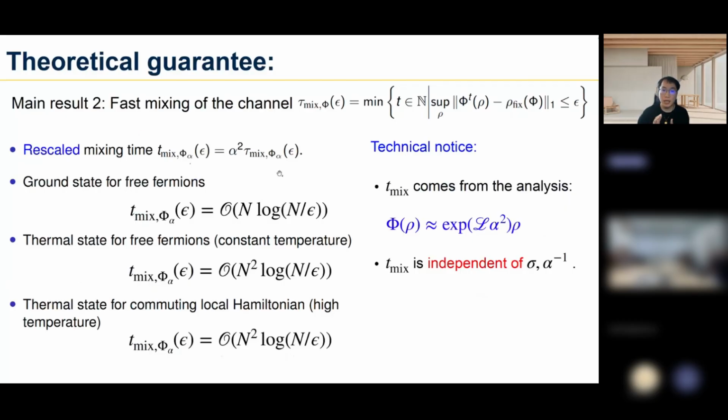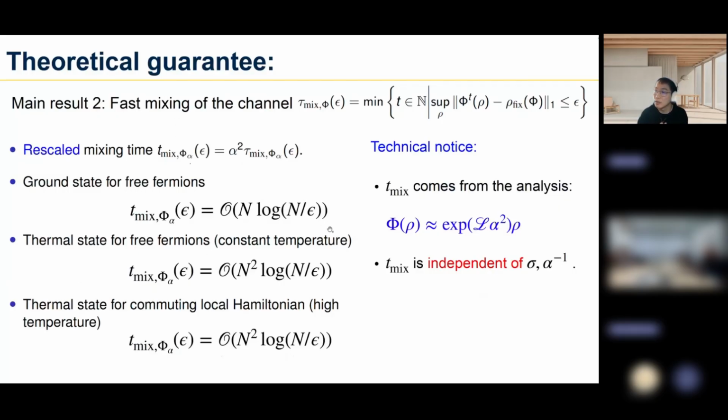The main reason comes from our analysis. In our analysis, we can actually prove that this quantum channel is similar to applying Lindblad dynamics with time alpha squared to the density operator rho. And this alpha squared gives us the intuition to rescale the mixing time.